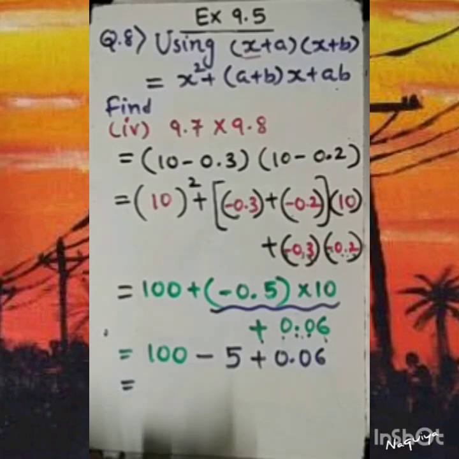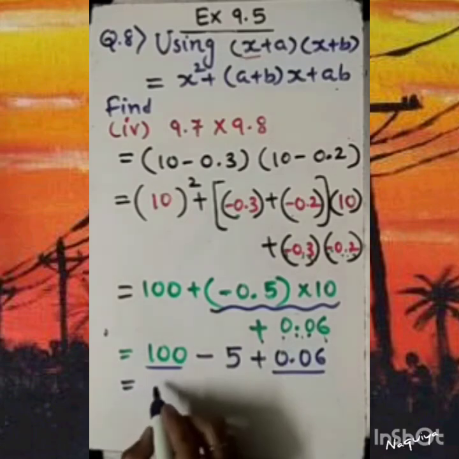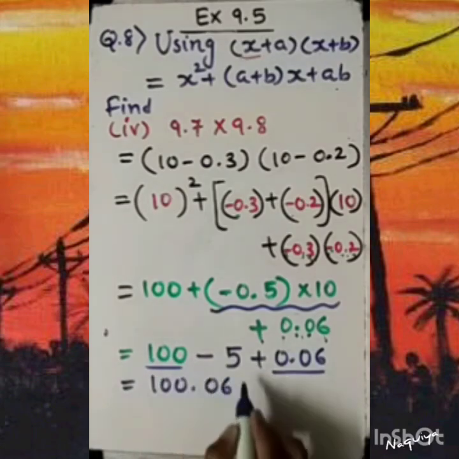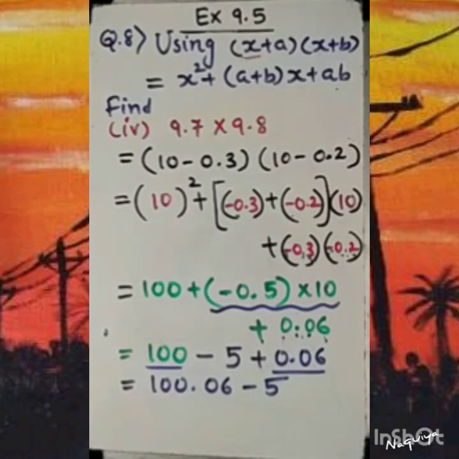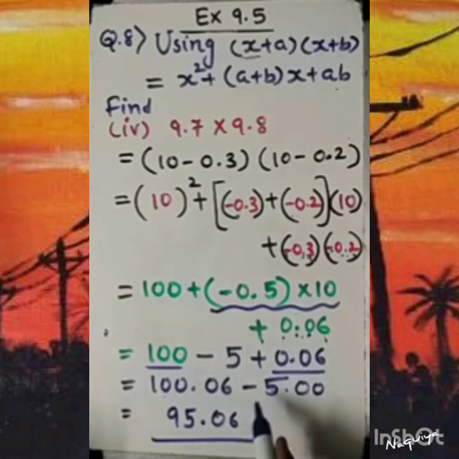Fine. So in such a case, we need to add 100 plus 0.06 first, okay? So it will become 100.06, and this is minus 5. Clear? 100.06 minus 5. Now minus 5 indicates minus 5.00, okay? So how to go with that? After the decimal, it will remain the same, no change, but 100 minus 5 is 95. So the answer for this question solution is 95.06. This is the completion of chapter number 9.5.